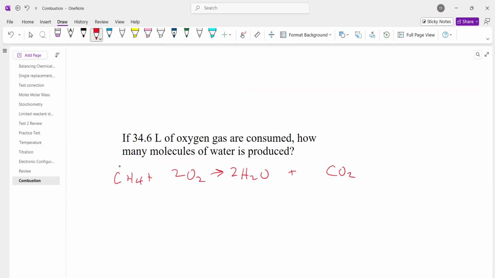Now on the test, if I say, how do you know this is balanced? What you do is an inventory. You go C, H, O: 1, 1, 4, 4, 4, 4. That's how you would show me the equation's balanced.